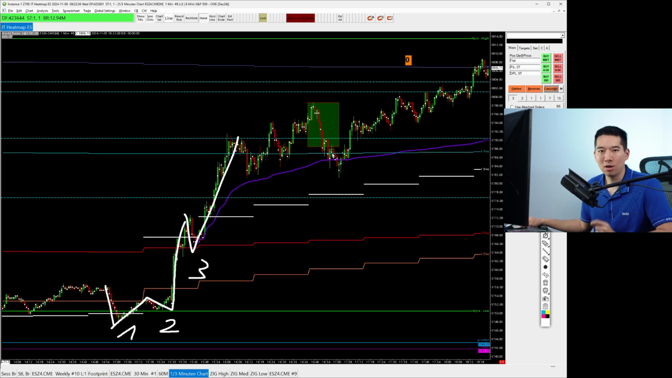But the biggest problem here is that we have a lot of red candles. What we want to see is that the market starts to make lots of green candles, or does something called a higher low. A higher low is something very efficient.